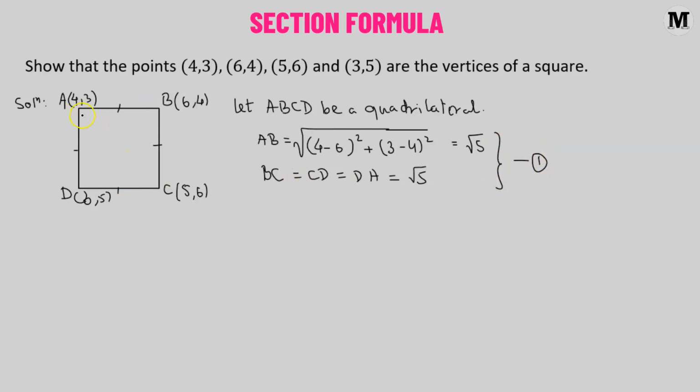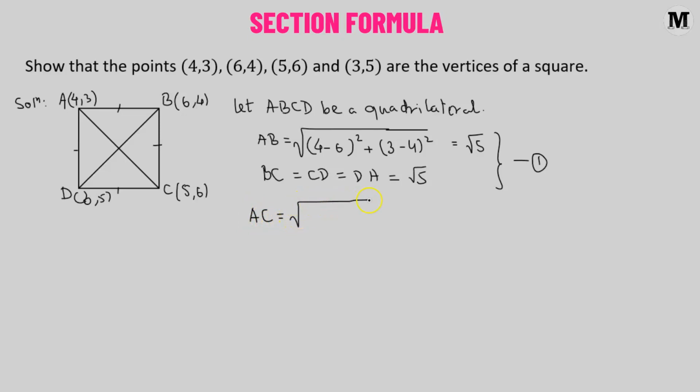Next, we'll join the opposite vertices. That means we'll join A with C and B with D, and that's going to form the two diagonals of the quadrilateral. So here we have the diagonals AC and BD. Let's first compute the length of both AC as well as BD. The length of AC will again use the distance formula.